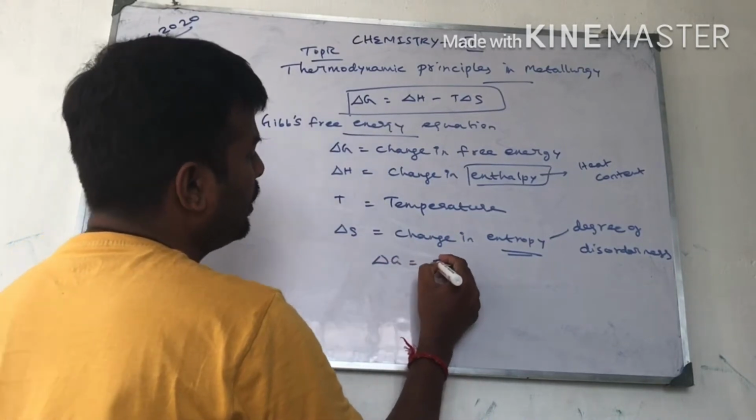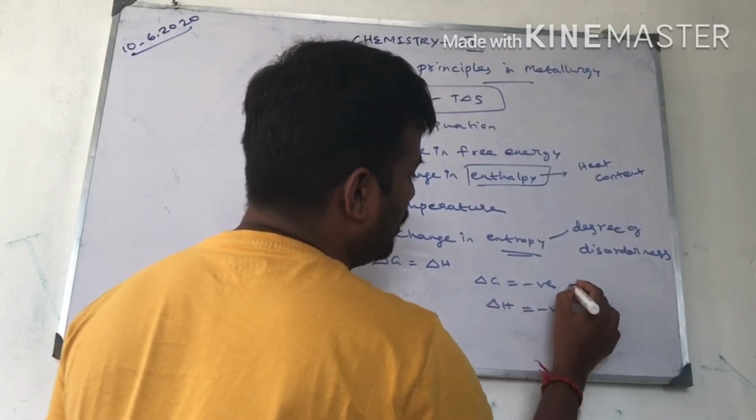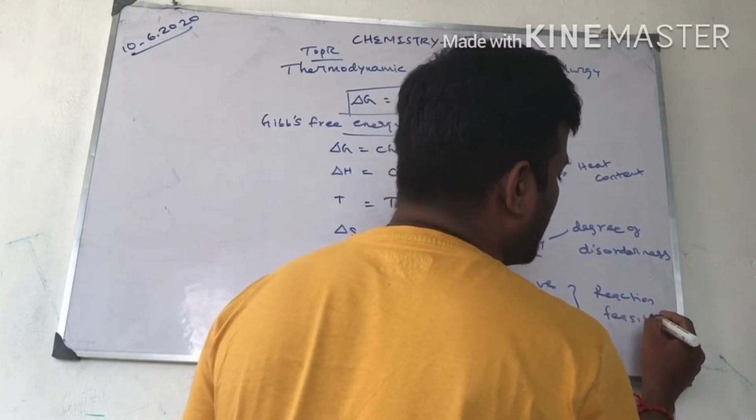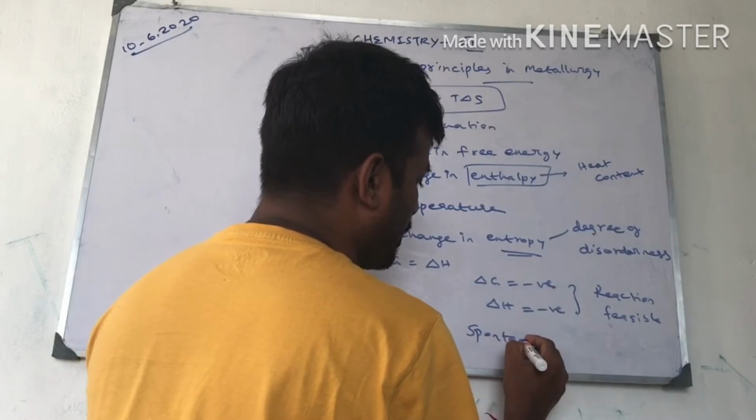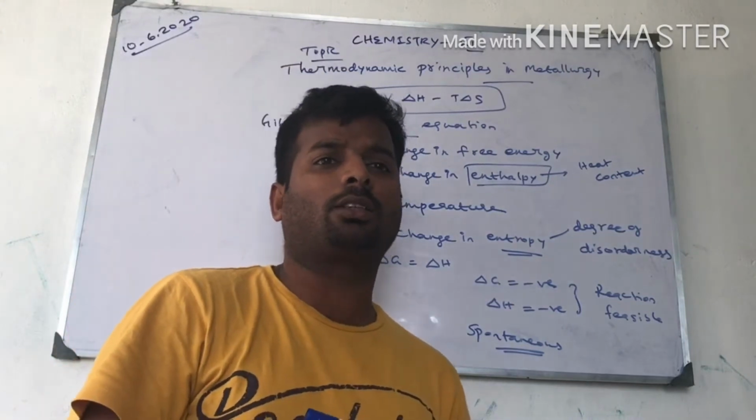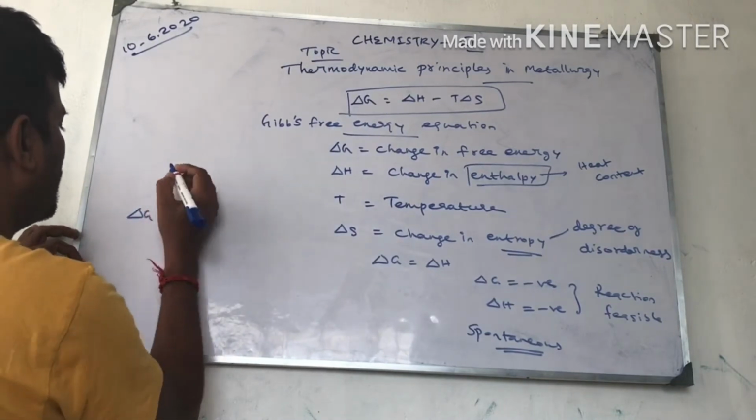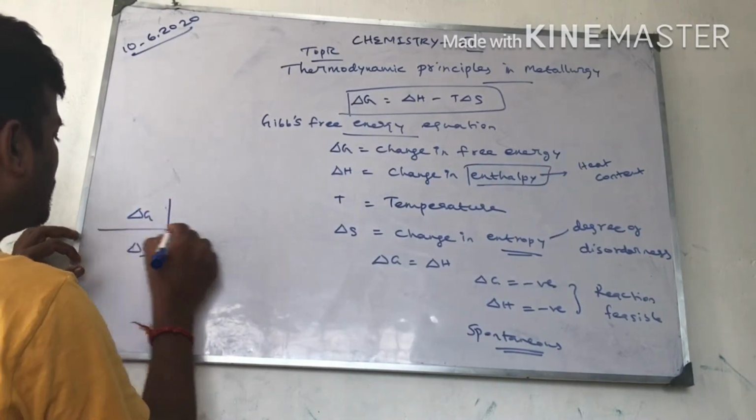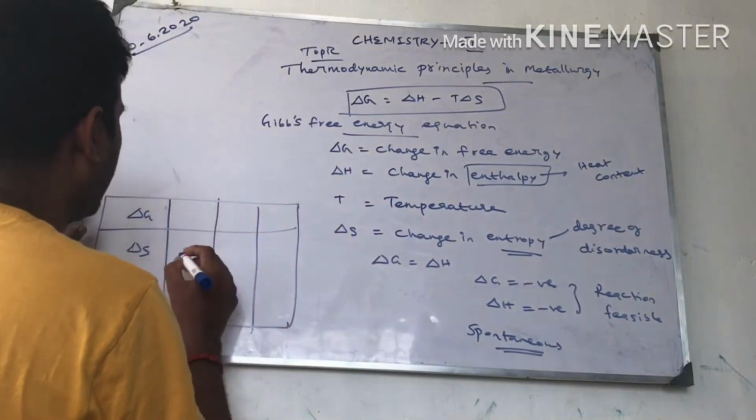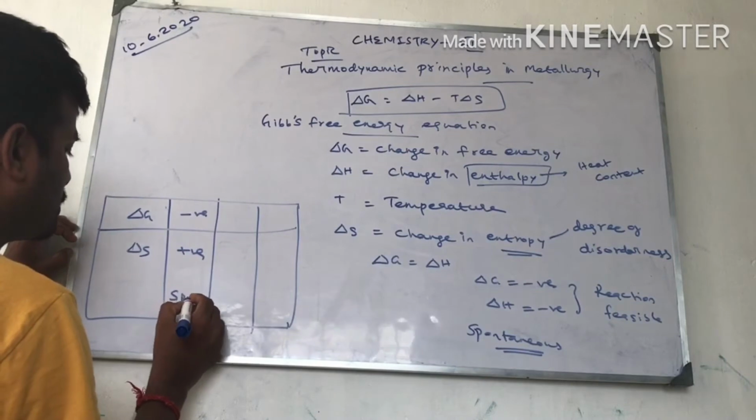If delta G is negative and delta H is also negative, then the reaction is feasible, that is, spontaneous. These are the conditions for spontaneous reactions that we learned in the last page of the thermodynamics lesson. Three things are given in the textbook last year. Delta G is negative, delta S is positive: spontaneous.